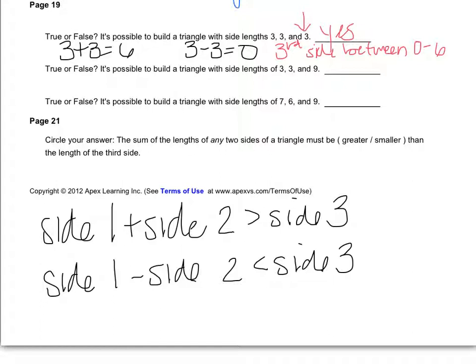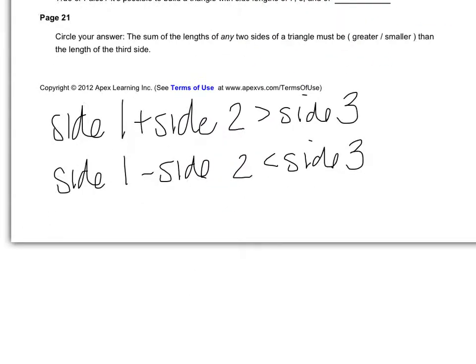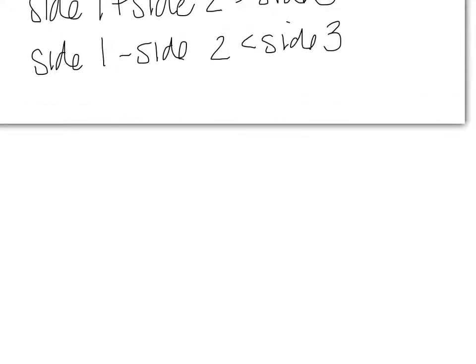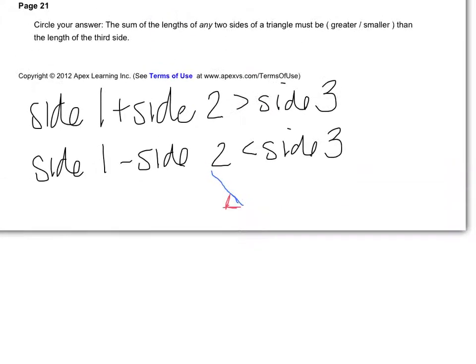The next question says, is it possible to build a triangle with sides of 3, 3, and 9? Well, thinking about what we just figured out, if one side is 3 and the second side is 3, then we know that our third side has to be between 0 and 6. 9 is not between 0 and 6, so 9 could not be a third side. What that would look like, just to give you a picture, would be if I had a little bitty side of 3, and a little bitty side of 3, and then a really long side of 9. That would not fit together, no matter how you tried.